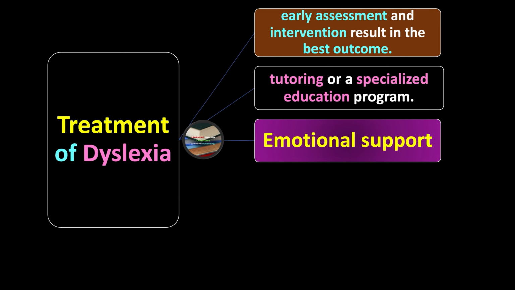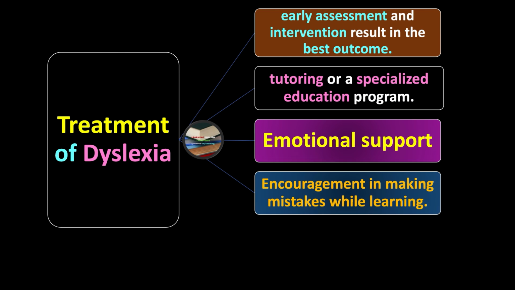You must not be angry. You must not be upset and distressed if a child suffers from dyslexia. Rather, you have to be emotionally strong and you need to give emotional support to the child. In other words, we can say encouragement in making mistakes while learning. You must encourage children suffering from dyslexia, even though they make mistakes regularly. At least they are making mistakes, and we make mistakes only when we are learning.